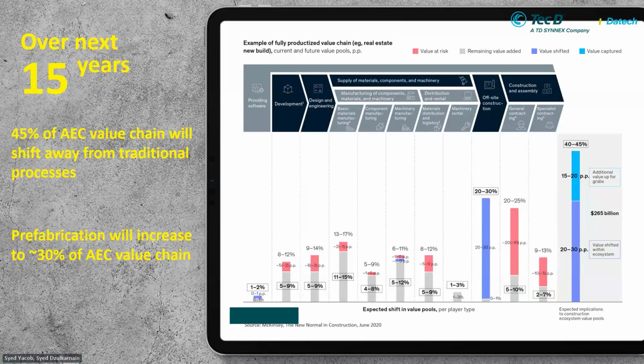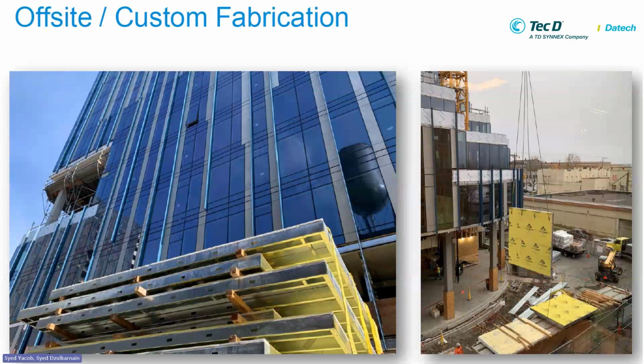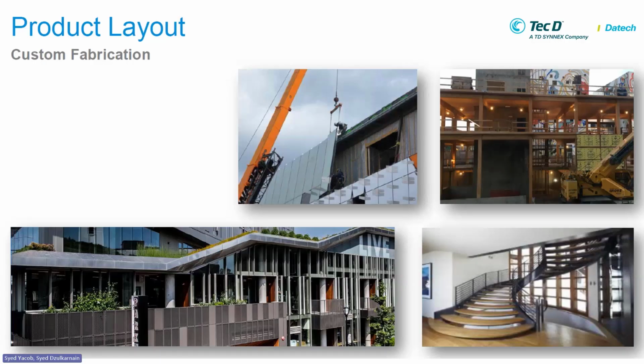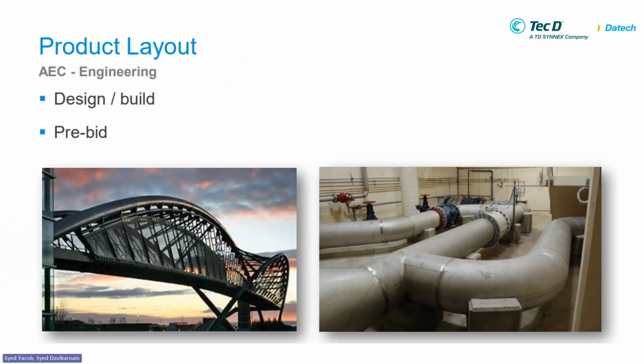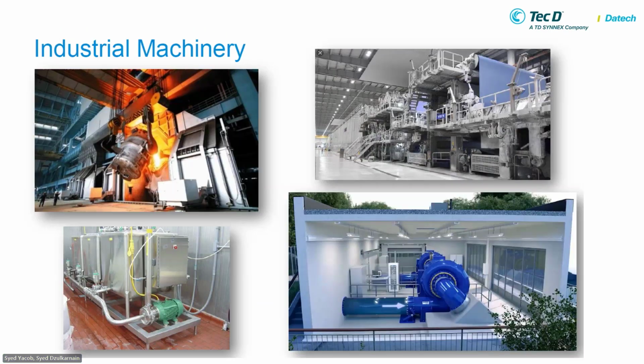Okay, so let me adjust that. Modular constructions: we don't see much here in Malaysia, but they have already started a trend that modular constructions are coming into this region, the ASEAN region especially. Custom fabrication: all the nice buildings now are designed and built or pre-built somewhere. A building equipment that's been modeled, and sheds, industrial machinery that is part of a building.